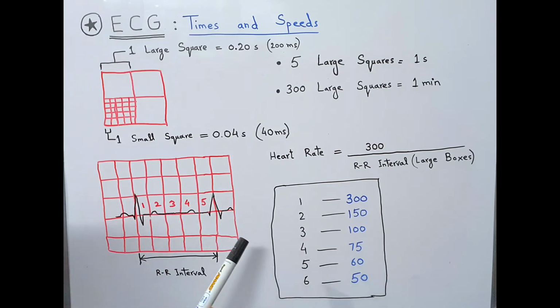So we can calculate the heart rate of a regular rhythm ECG by calculating the RR interval, by seeing how many large boxes are there in the RR interval. That's one formula for calculating the heart rate.